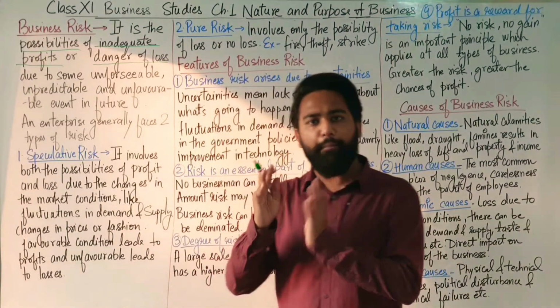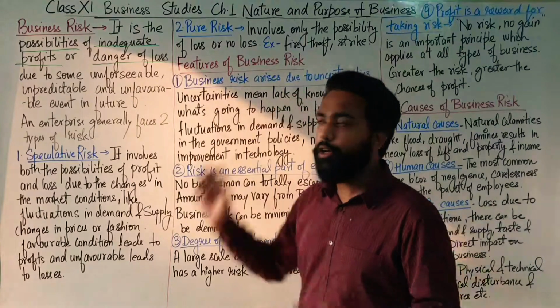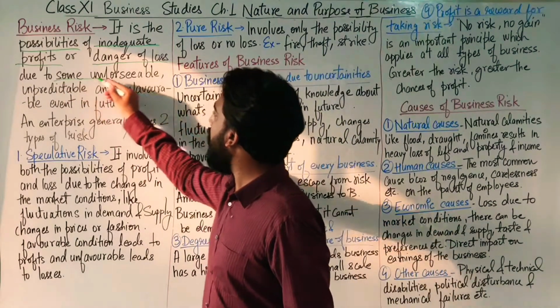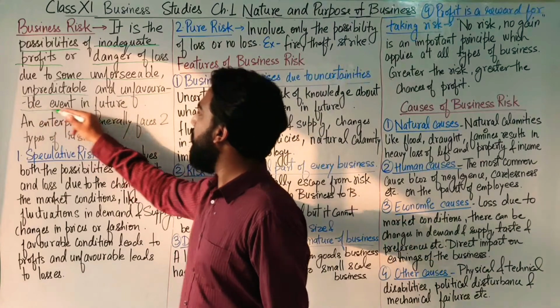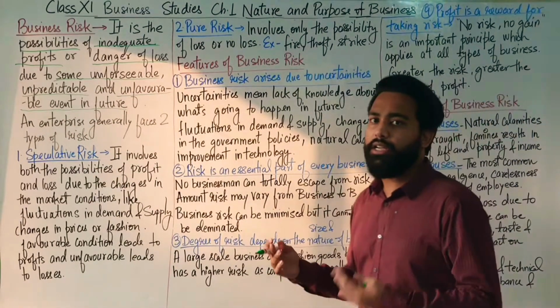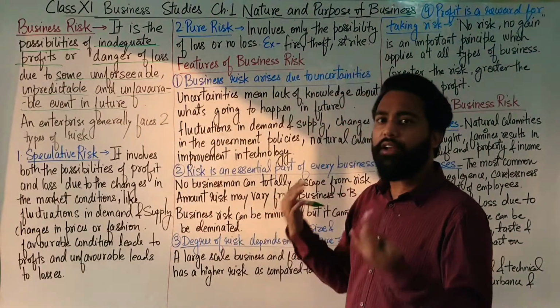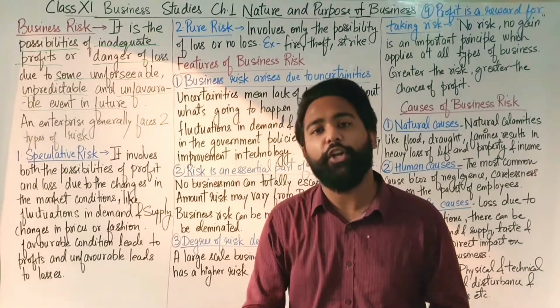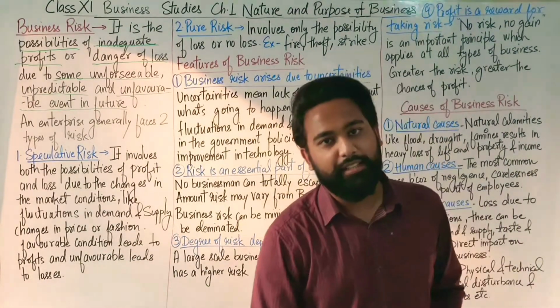There are inadequate profits and there is danger of losses due to some unforeseeable, unpredictable and unfavorable event in the future. Unforeseeable, which you cannot see, which you cannot forecast; unpredictable; and unfavorable, which is bad for your business. So this is business risk.